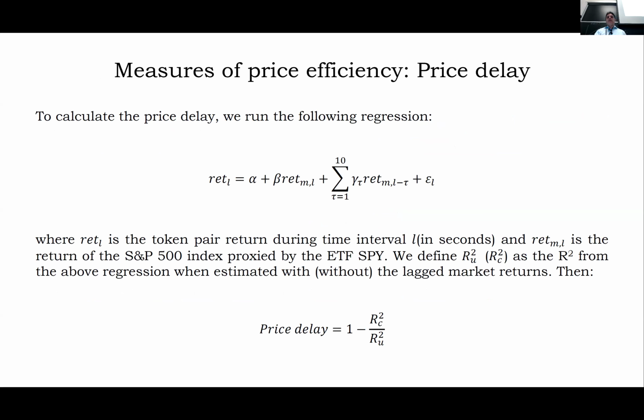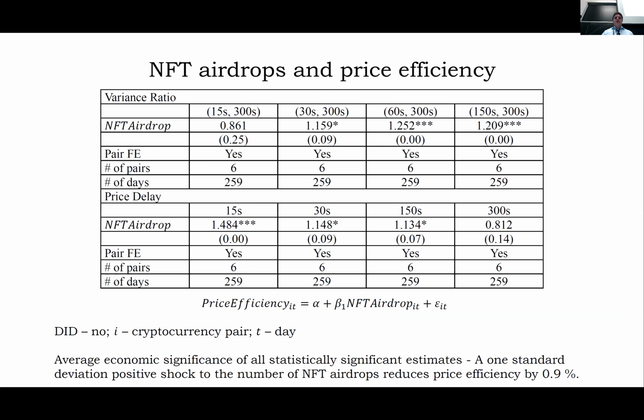And this is basically, again, the other measure of price efficiency we're measuring, which is the price delay. We want to see how fast prices are reacting, right? If there is a larger price delay, it means that information is incorporated more slowly into the prices. And this regression will tell us exactly the speed at which information gets incorporated into prices. And then we look at this regression, again, variance ratio and price delay.